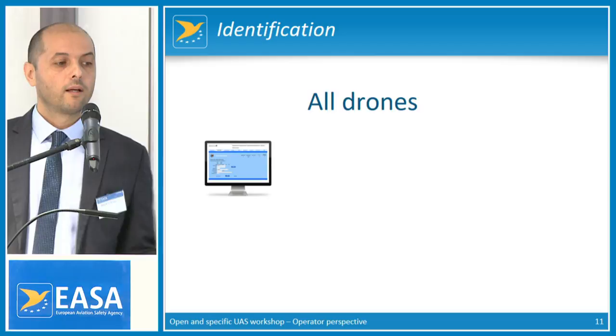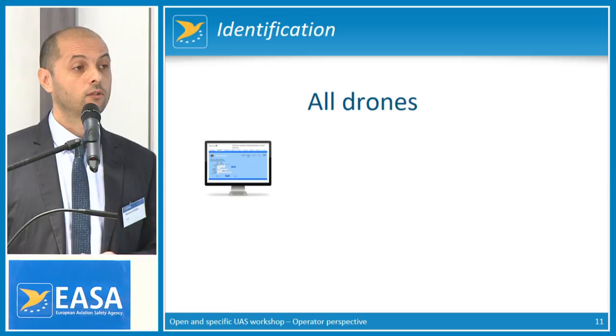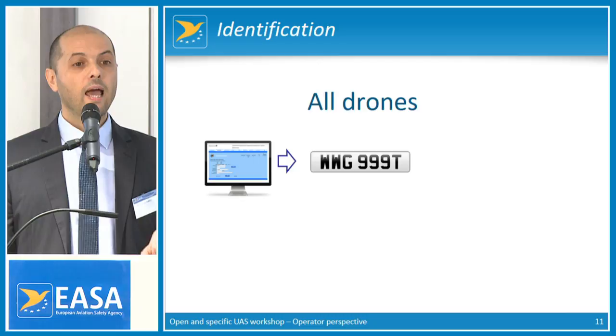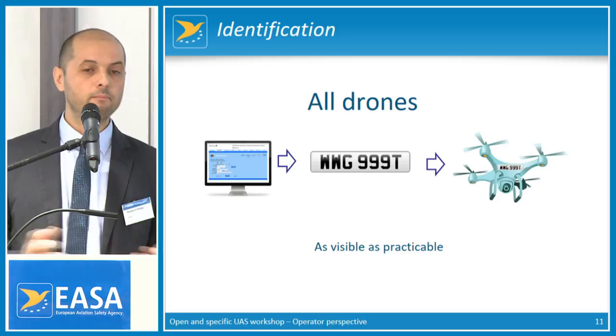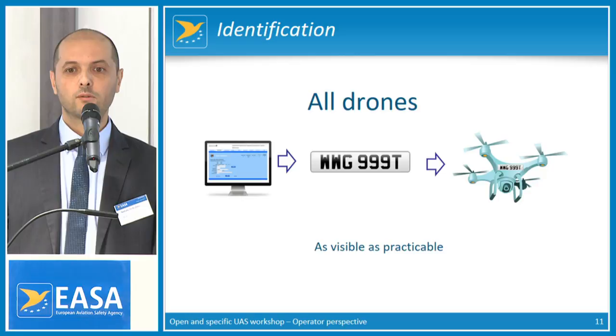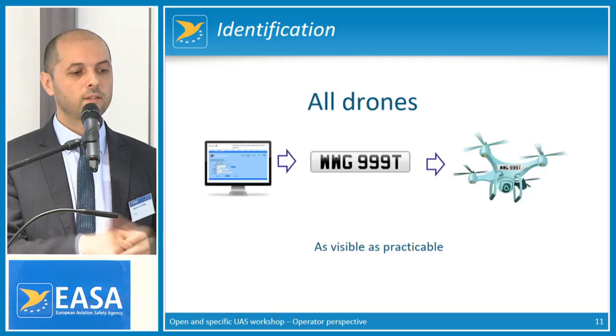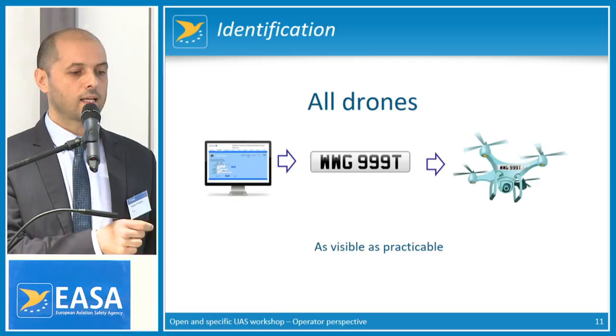Identification is one of the main elements for enforcement, also for U-space, as you heard. So how will identification work? After the registration process, when I complete it, I will receive a code, and I need to show this code on my drone in a way as visible as practicable. This will be up to the operator to find the best way. And also for the small ones, we say that if the aircraft is very small, it can also be put in the battery container. Then in case of a crash, we know who is the owner.